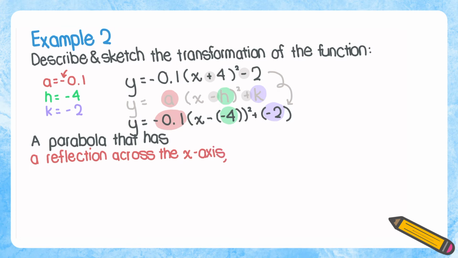I know I'm writing a little small here, but the absolute value of negative 0.1 is 0.1. 0.1 is smaller than 1, so we're going to have a vertical shrink. The parabola is going to be wider compared to the parent function.